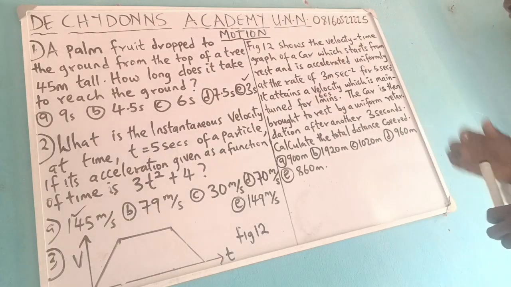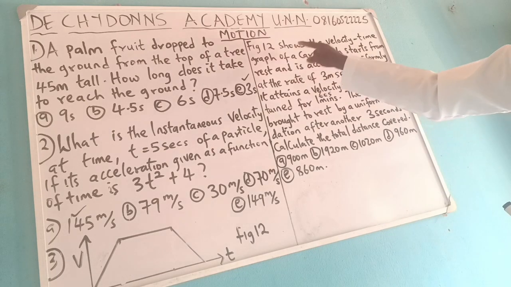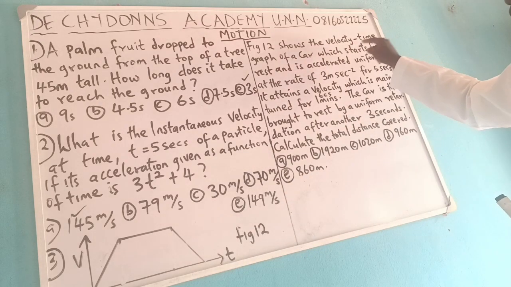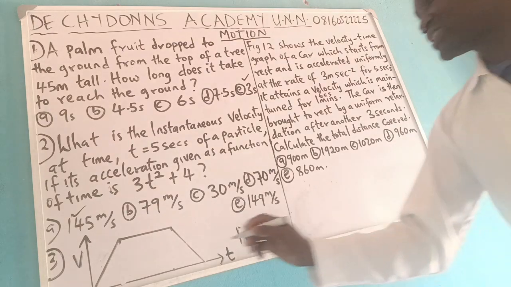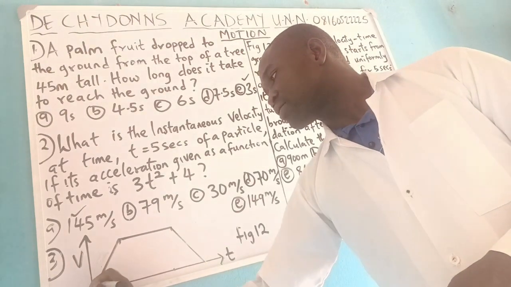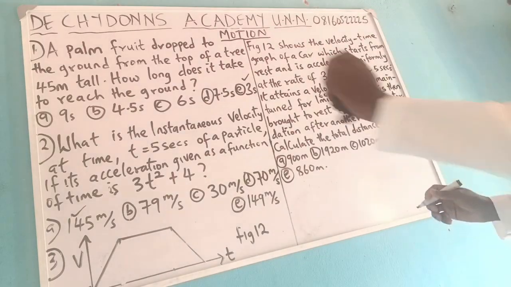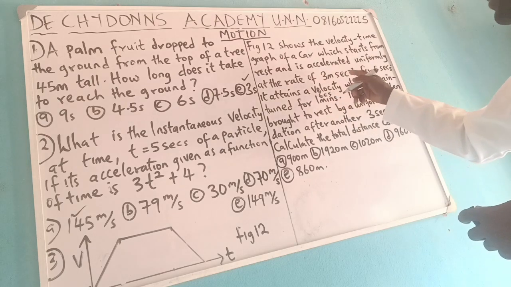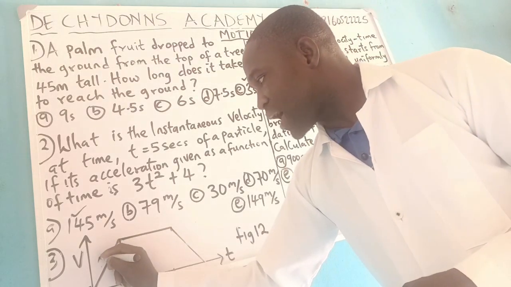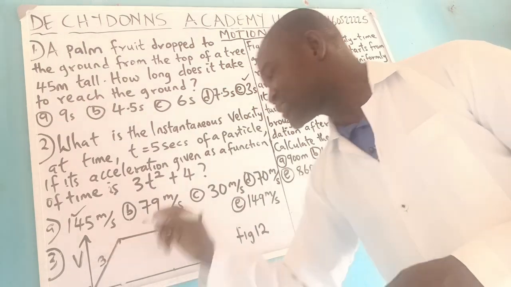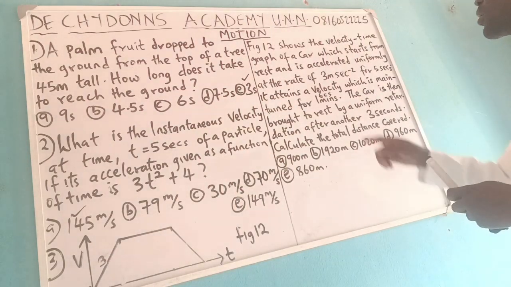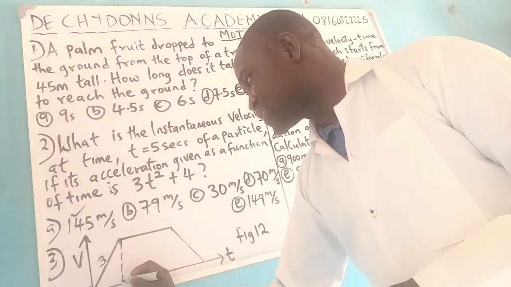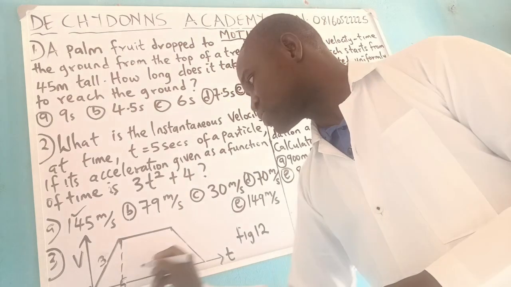Now let's go to question number 3. Fig 1-2, that is this figure, shows the velocity-time graph of a car which starts from rest. So they say it's starting from rest. You put 0 here. Okay? Then you now say that it's accelerated uniformly at the rate of 3 meters per second. The acceleration where it's moving up, 3 meters per what? Second. Then for 5 seconds, okay, we are now fixing our parameter for 5 seconds.